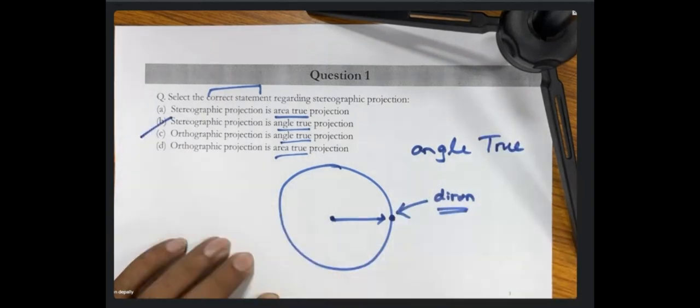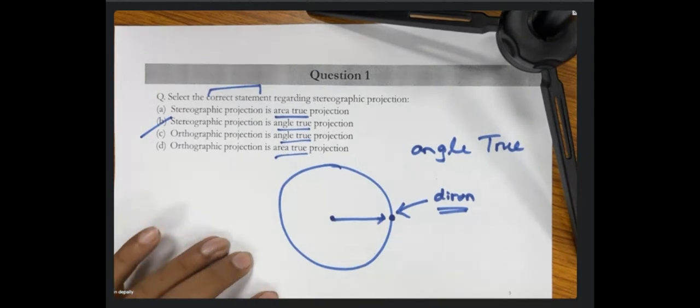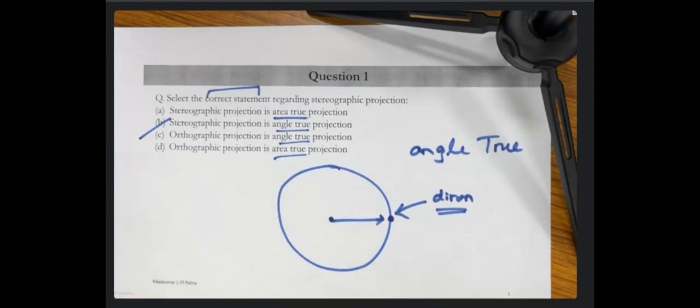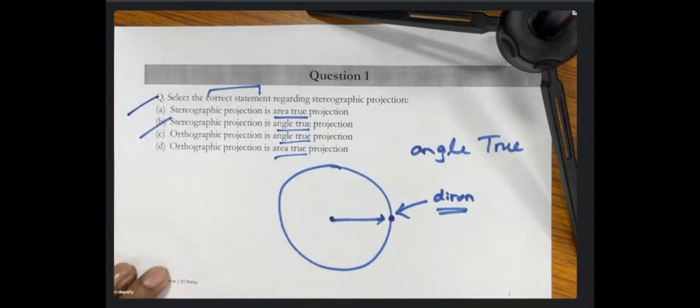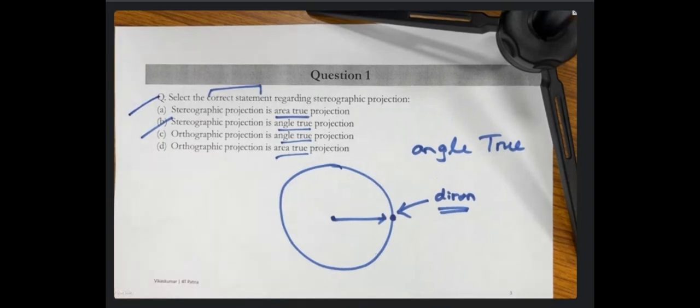So option B is the correct option. The orthographic projection is not an angle-true projection, and just by basic visualization you can also see that the orthographic projection will not be area-true either. In some cases it can be, in some cases it cannot. Okay, so we have finished question number one, and the only thing we need to understand from this question is that the stereograph will preserve our symmetry since it is preserving the angles.